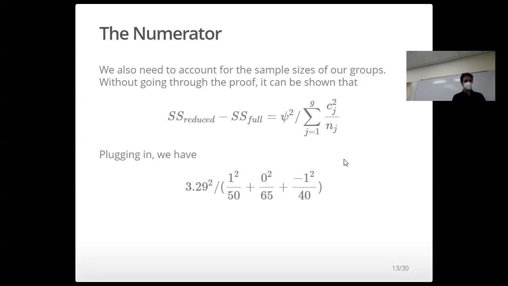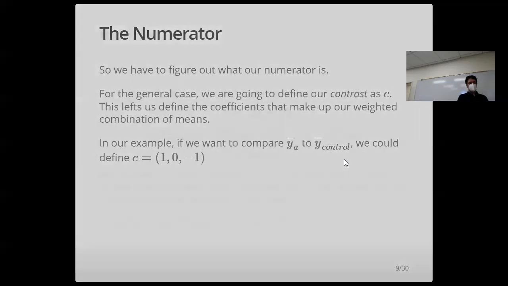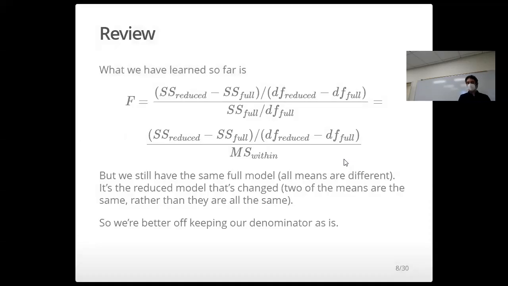Go back to one thing. Sure. On the full model, what does the full model say? That each of them are different? Yeah, so the reduced model in our case is that A and control have the same mean and B has a different mean. So that's our reduced model. Our full model is A is different from B is different from control. So the full model is assuming that they're all different from the grand mean. In the reduced model, we're saying two of the means are the same.